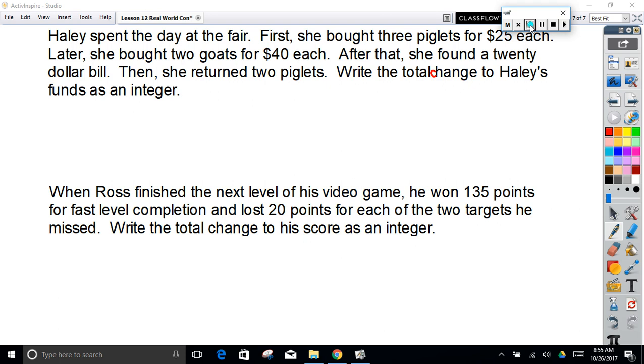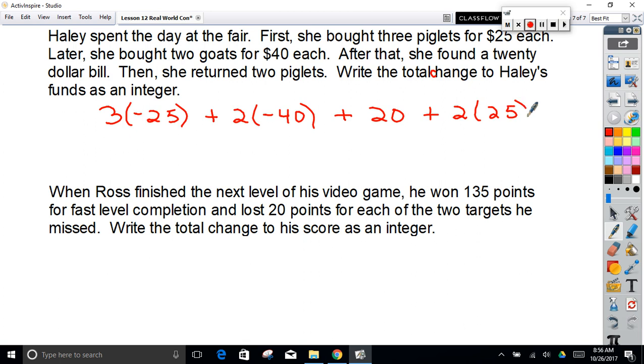Yes. So how I would do this a little differently is if she bought 3 piglets for $25 each, she's spending $25. So instead of 3 times 25, 3 times negative 25, because that's what she's spending. And then she bought 2 goats. So buying 2 goats would be negative 40. Then she found a $20 bill, so that's just one $20 bill. Then she returned 2 piglets, so she got money back from returning the 2 piglets. So 2 times 25. All right, take your break.